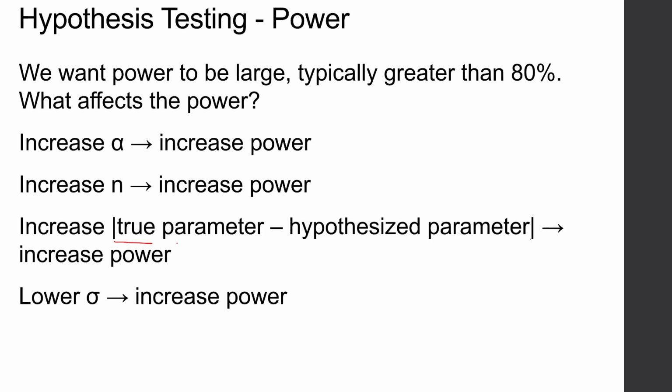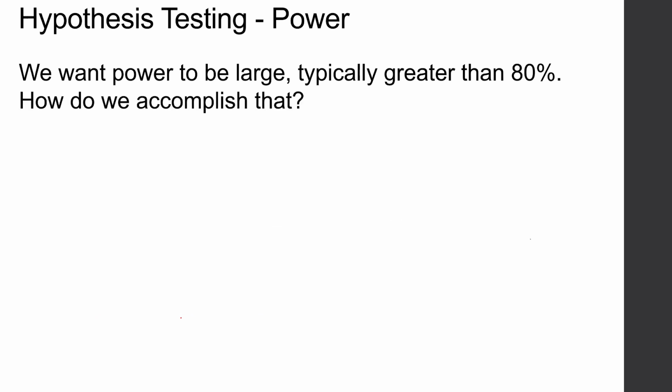Also, if the distance from your true parameter value to the hypothesized parameter value is large, then you're going to increase power. So the further away that reality is from your assumption, the more likely it is that you'll be able to find it. And then, of course, if there's lower variability in the population, that gives you more power, but that's not something you can control. So we set the alpha and we change the sample size is what we typically do in practice. So how does this look?